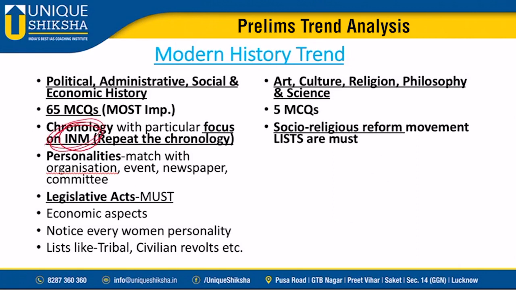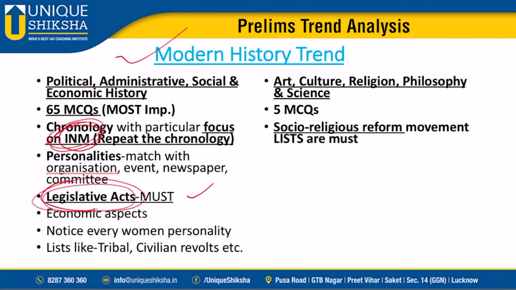And modern Indian history, in which, for the Indian national movement, you should read a very detailed chronology in a detailed manner, as well as the legislative acts, each and every point, which will also help in polity. So this falls under both polity as well as the Indian national movement, but primarily it is part of modern history.